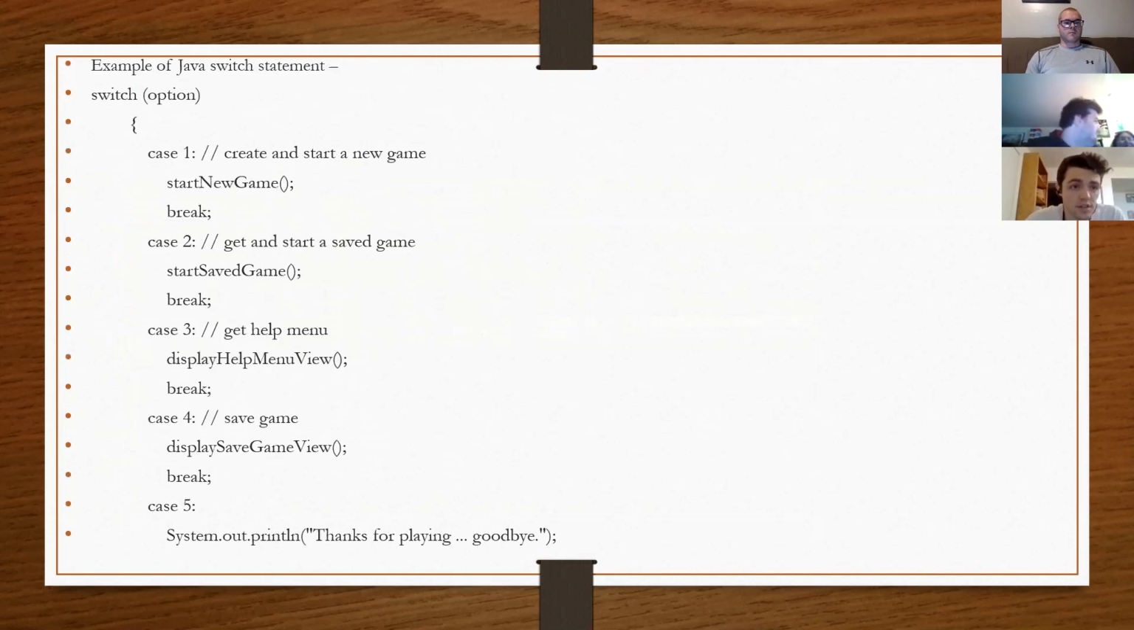And with the switch statement, I think this one's pretty cool. It's definitely useful when you have a lot of different options. You don't have to do an if else all the way down. So you do the switch, and then we have our case 1, start new game, and then case 2, start saved game, and so forth. So if we're selecting, for instance, 5, then it's going to output "Thanks for playing, goodbye."